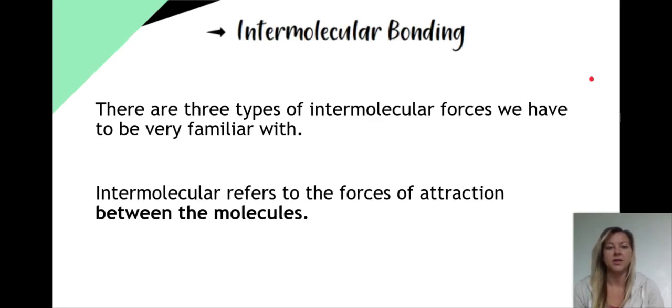So intermolecular bonding or intermolecular forces refers to the forces of attraction that are between the molecules. Now, I don't know if this will help anybody else, but it helps me. Intermolecular and between, there are lots of E's. So that's how I remember that intermolecular is forces arising between the molecules, whereas intramolecular bonding is inside the molecule, so between the atoms within a molecule. You do have to be aware of the differences between those two. So intermolecular bonding is bonding between the molecules.